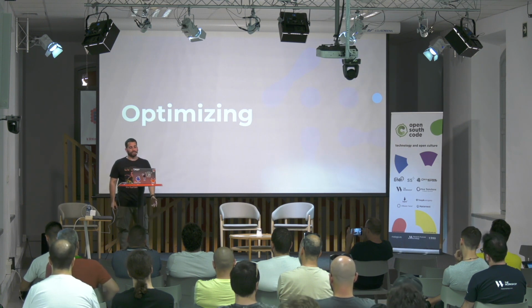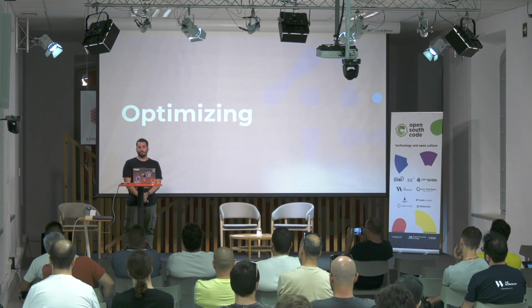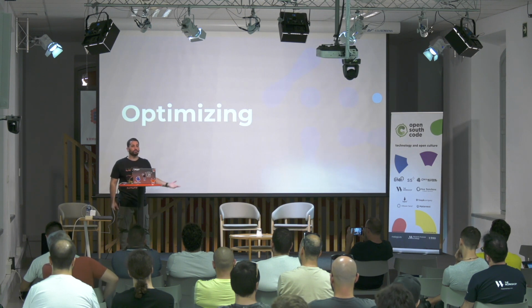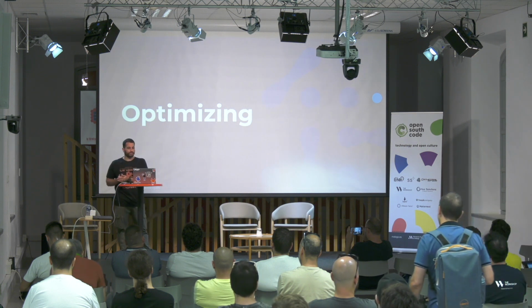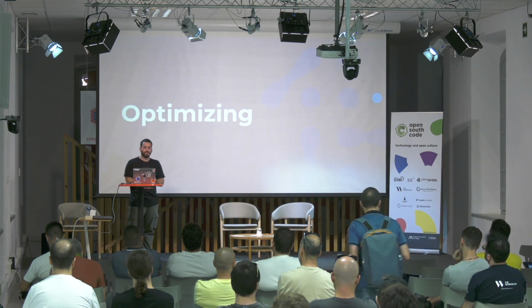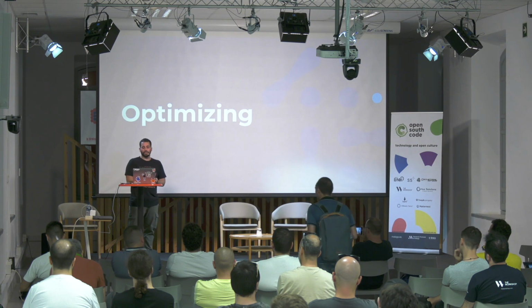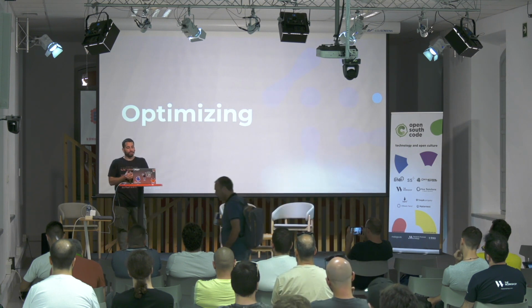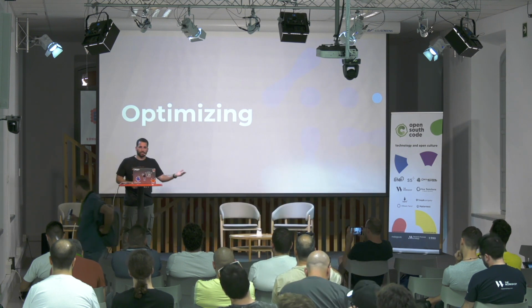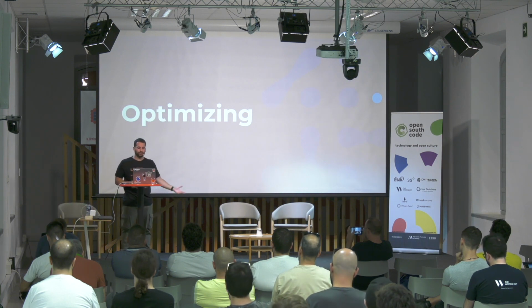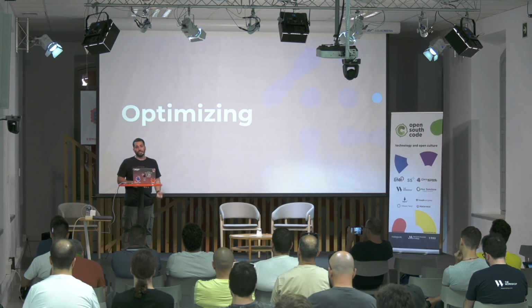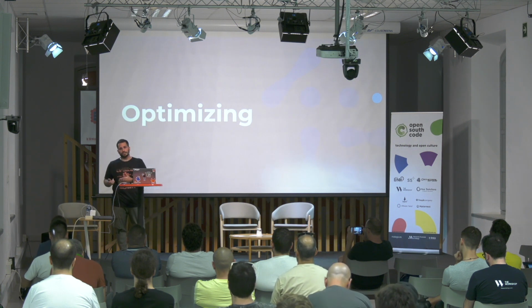Then we have optimizing. Let's, for example, say that a customer complains that a certain flow is not as fast as it should be. Again, we need to find and understand which services are participating in this flow, and we need to understand which service caused the latency. Maybe it's the database because it has insufficient resources, or maybe it's new logic that we added recently by a new developer.